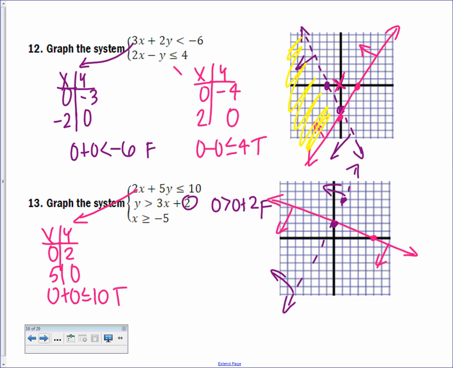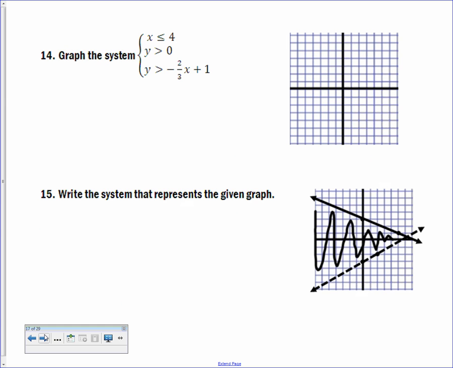And then x is a vertical line. So at -5, I'll have a solid vertical line. Vertical lines are pretty easy to tell. Greater than should be to the right. So my overlap is below the pink, to the left of the purple, and to the right of the blue. So it'll be this triangle area in here. Okay, very good. Let's try some more.